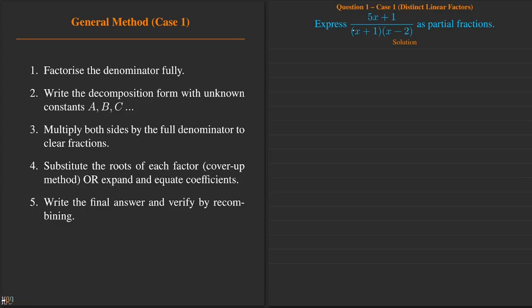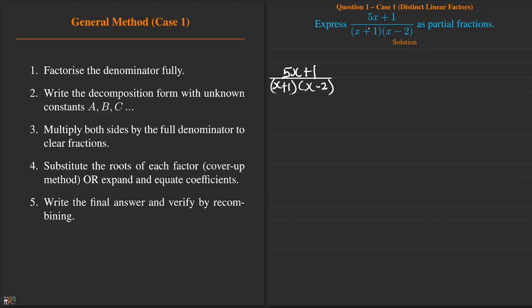It says you have to express (5x + 1) all over (x + 1)(x - 2) as partial fractions. So we have 5x + 1 all over an (x + 1) and then an (x - 2). This is the compound fraction we have. So we want to write it into its original set of fractions, which were either added or subtracted to give us what we have here.